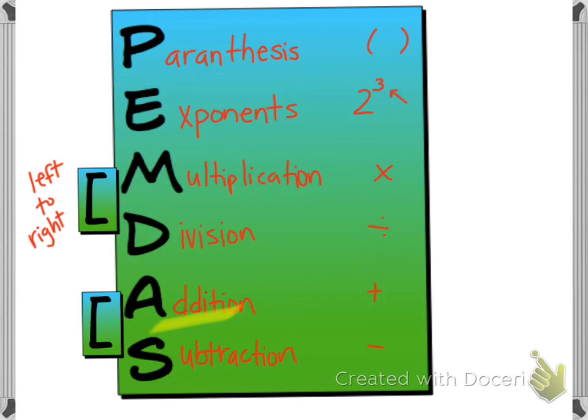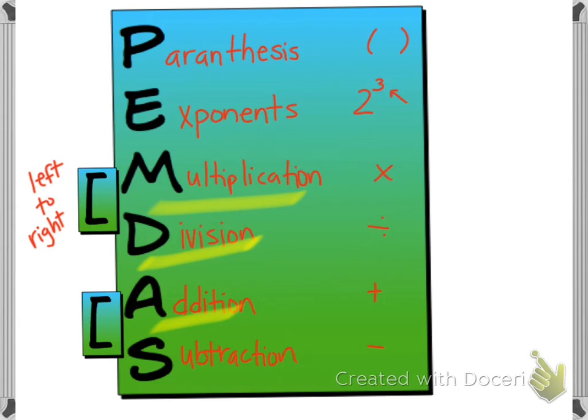After parentheses, you want to look for E, the exponents. Here is an example of what an exponent is, that 3 right there. If you have 2 to the 3rd power, this is how you solve it: 2 times 2 times 2. After exponents, we look for multiplication and division.